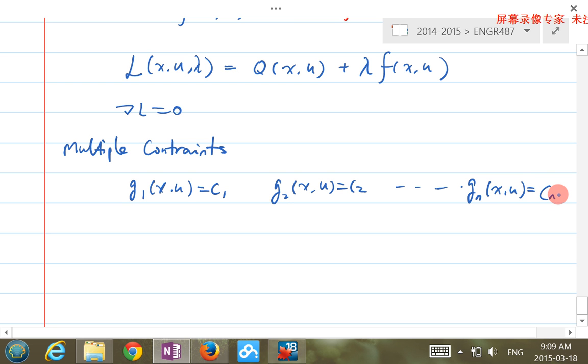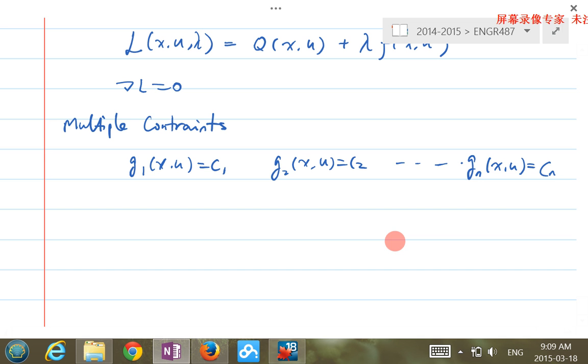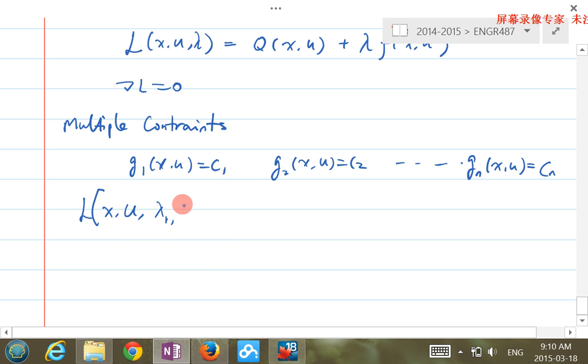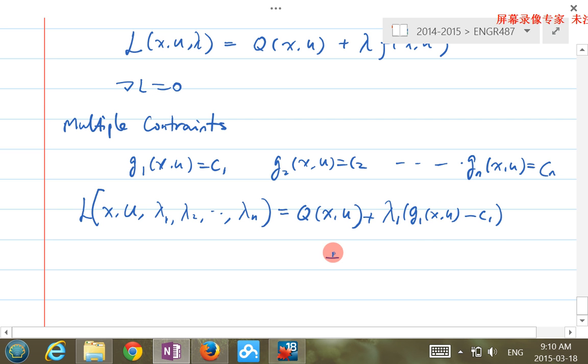Right, n number of constraints here. Then when you form the Lagrangian, you can form it like this: L of x, u, lambda 1, lambda 2, and lambda n. Put all of them together, and this will be equal to Q(x,u), which is still our performance index, plus lambda 1 times (G1(x,u) minus C1), plus, until lambda n times (Gn(x,u) minus Cn).